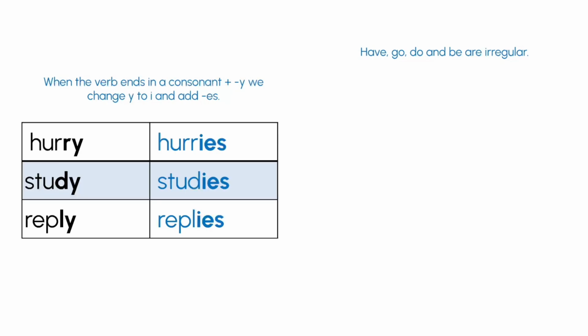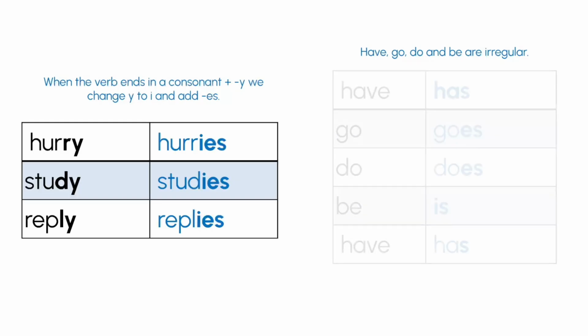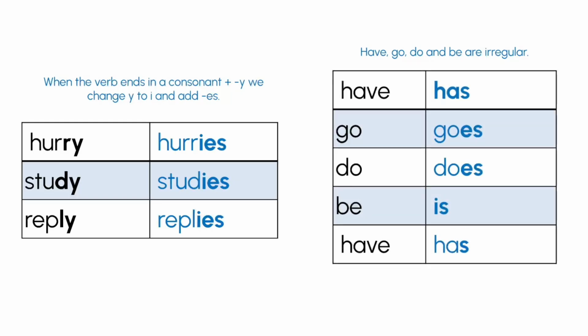Some verbs, such as have, go, do, and be, are irregular, which means that they change differently. So, have turns into has, go to goes, do to does, be to is.